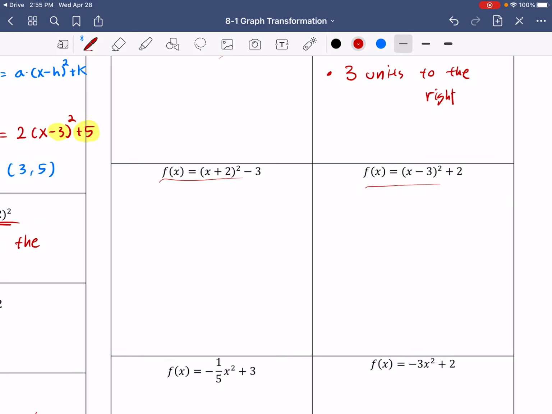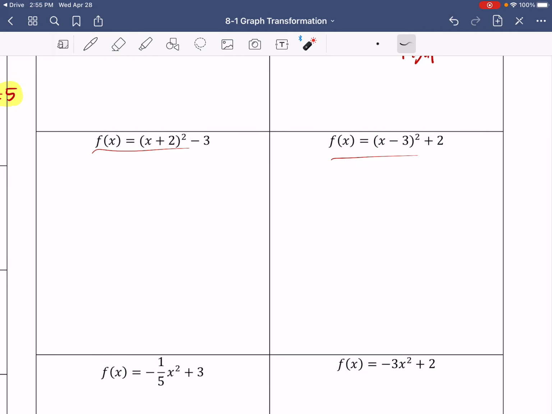Right now, what I want you to do is pause the video and try these 2 questions by yourself. If you know how to do it without graphing it, that's awesome. So because of +2, it's going to be what? 2 units to the left. And because of -3, 3 units down.